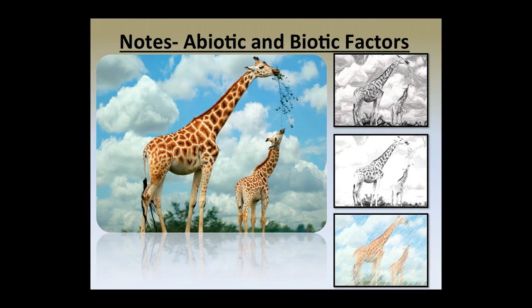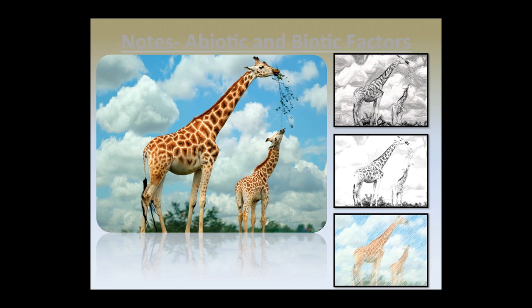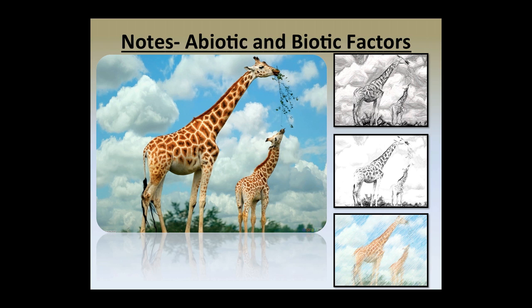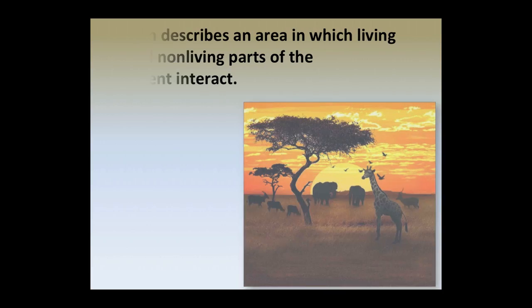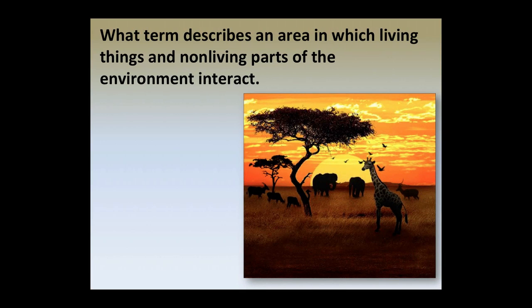Here we go. Notes: abiotic and biotic factors. Abiotic and biotic are, I'd say, complicated-sounding terms, but it's really not. It's like most science. Once you learn and figure it out, it's really quite simple concepts.